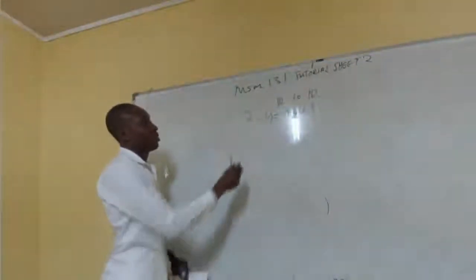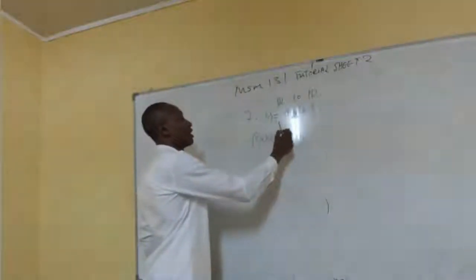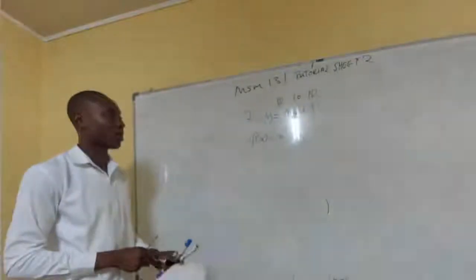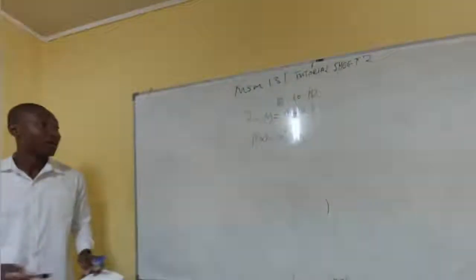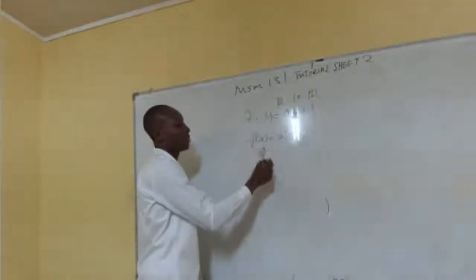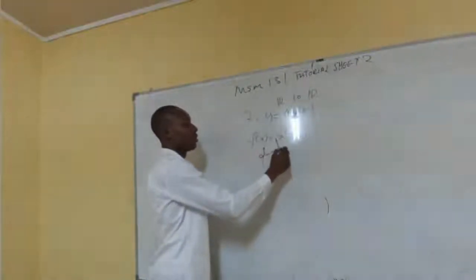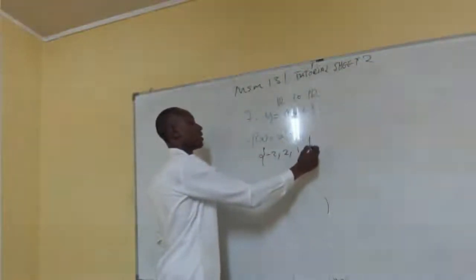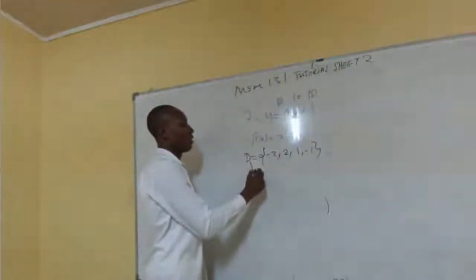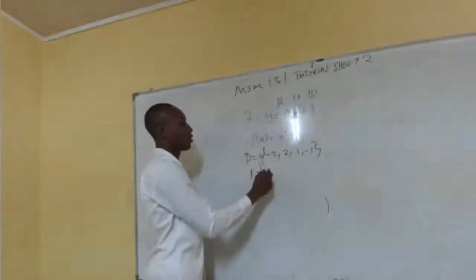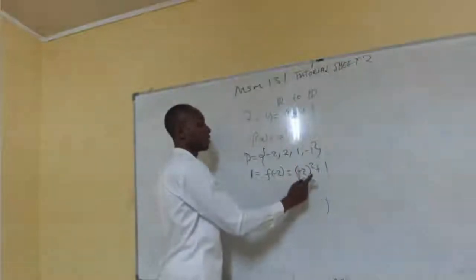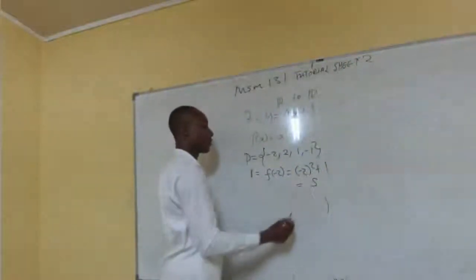So, an example of a many-to-one function, assuming that f of x is given as x squared plus 1. Okay? So, if you look at this x squared plus 1, this is a many-to-one function. Because if you pick, let's say, let me just pick a small domain, -2, 2, 1, and -1. Okay? So, let's assume this is your domain. What is your range? I'm going to replace -2, so we have f of -2, which is -2 squared plus 1, which is 4 plus 1, 5.